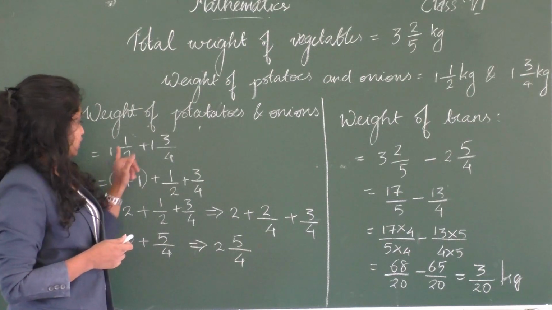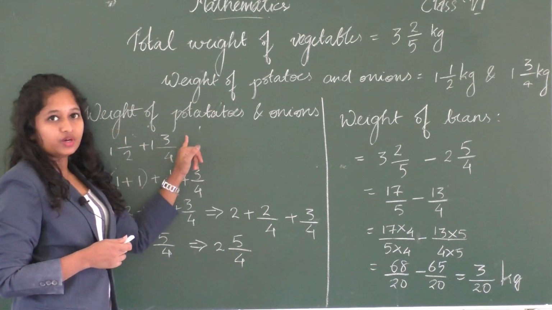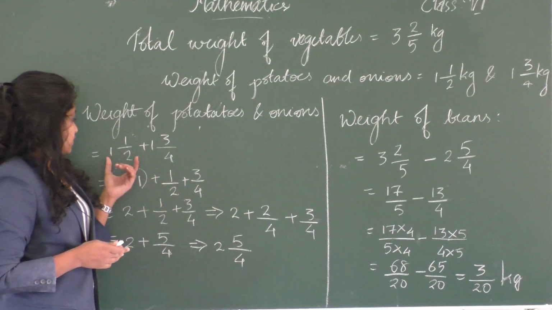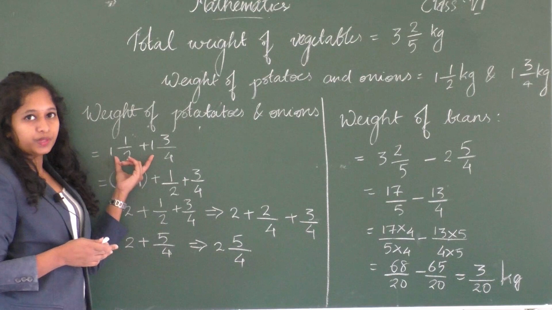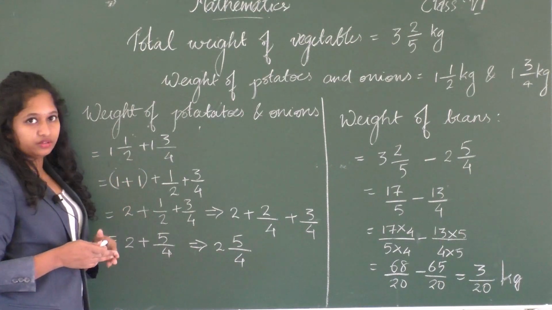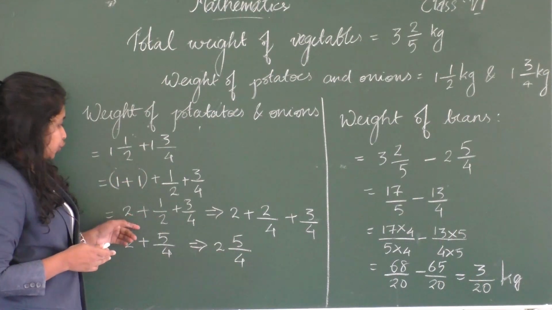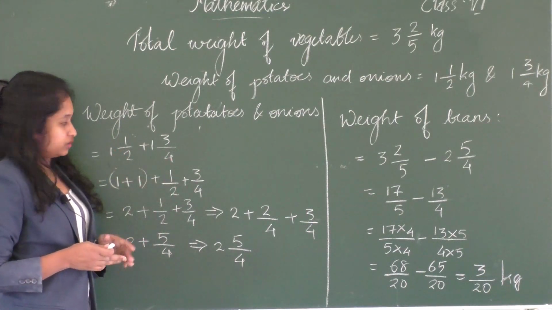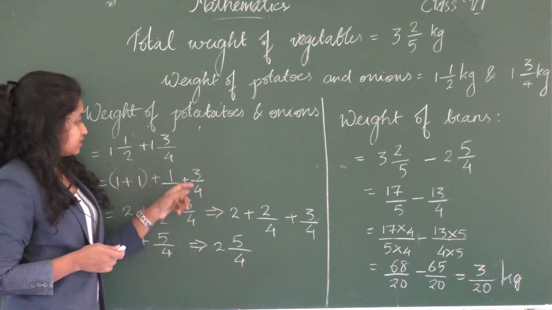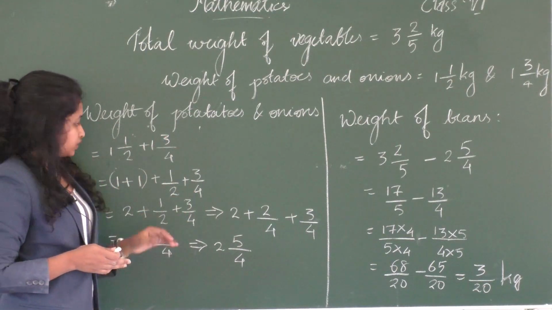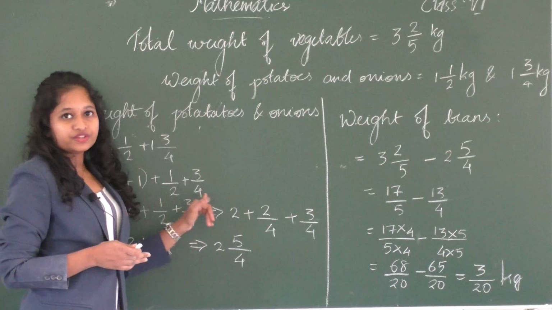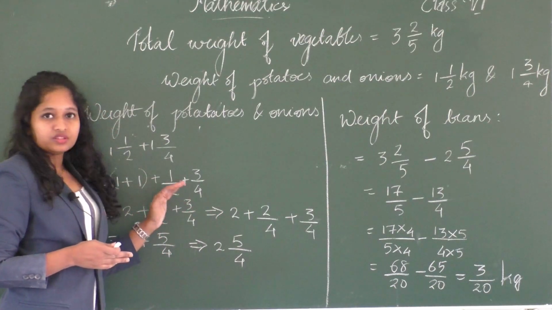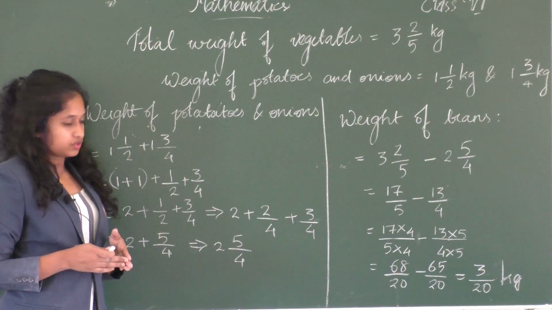So, when you calculate total weight, 1 by 2 plus 1 3 by 4. First, add the whole part. 1 plus 1, it is 2, and then see the fractional part. This is 1 by 2 plus 3 by 4. Here the denominators are not same. So, we have to convert this to like fraction first.